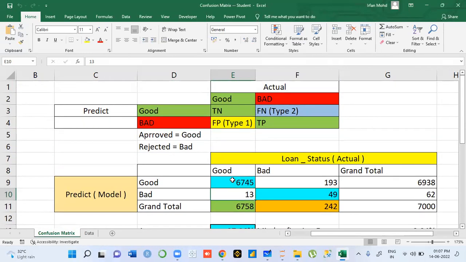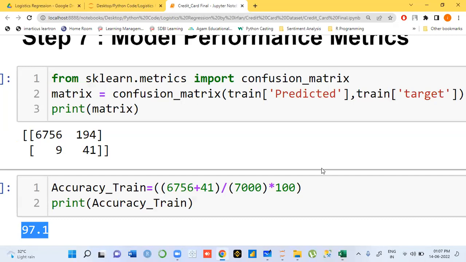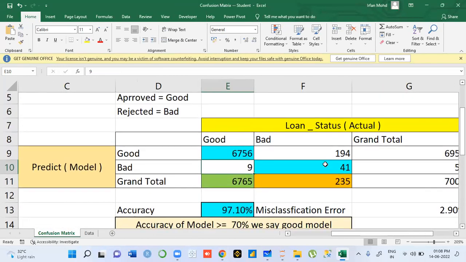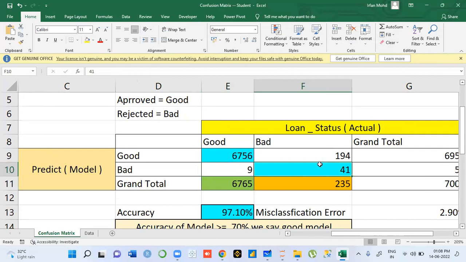On screen, 6756, and this is 41. This is 194, and how much for this one? 9. What is the TP value, guys, over here? 41. TN.